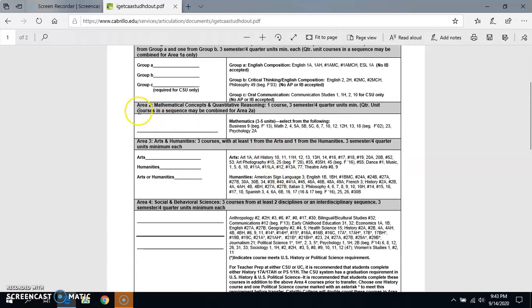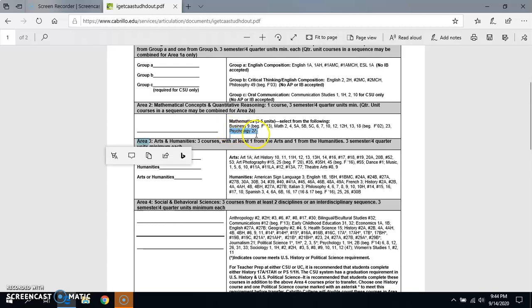We then go into Area 2. Area 2 is your math. And all these courses right here fulfill the math requirement. If you are not a math major or you're not going into a field that requires a lot of math, you might want to be looking at Math 10, which is more of a general math, or Math 12, statistics, or maybe a Psych 2A, statistics for behavioral science majors.